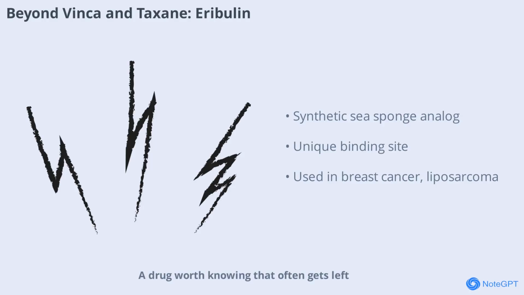A drug worth knowing that often gets left out of the classic Vinca versus Taxane story is Eribulin. It's a synthetic analog of a compound originally isolated from a sea sponge, and it's a microtubule destabilizer, but it binds tubulin at a unique site, distinct from the Vinca binding domain. It's approved for metastatic breast cancer after at least 2 prior chemotherapy regimens and for liposarcoma. Its main dose-limiting toxicity is neutropenia, and it also carries a risk of QT prolongation.